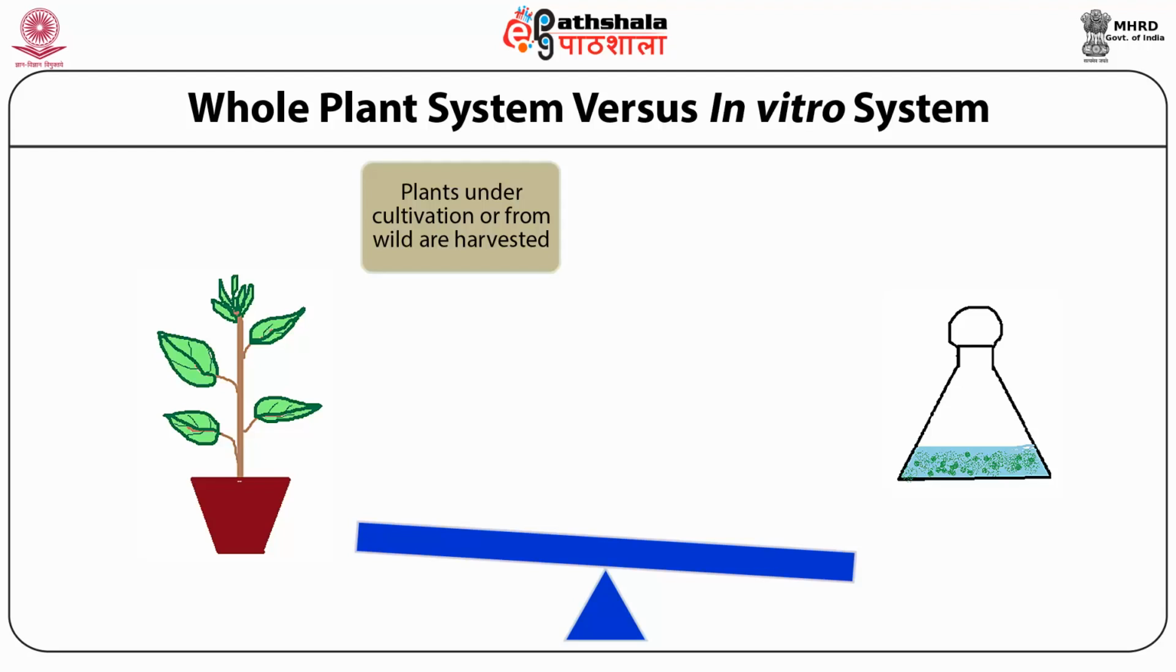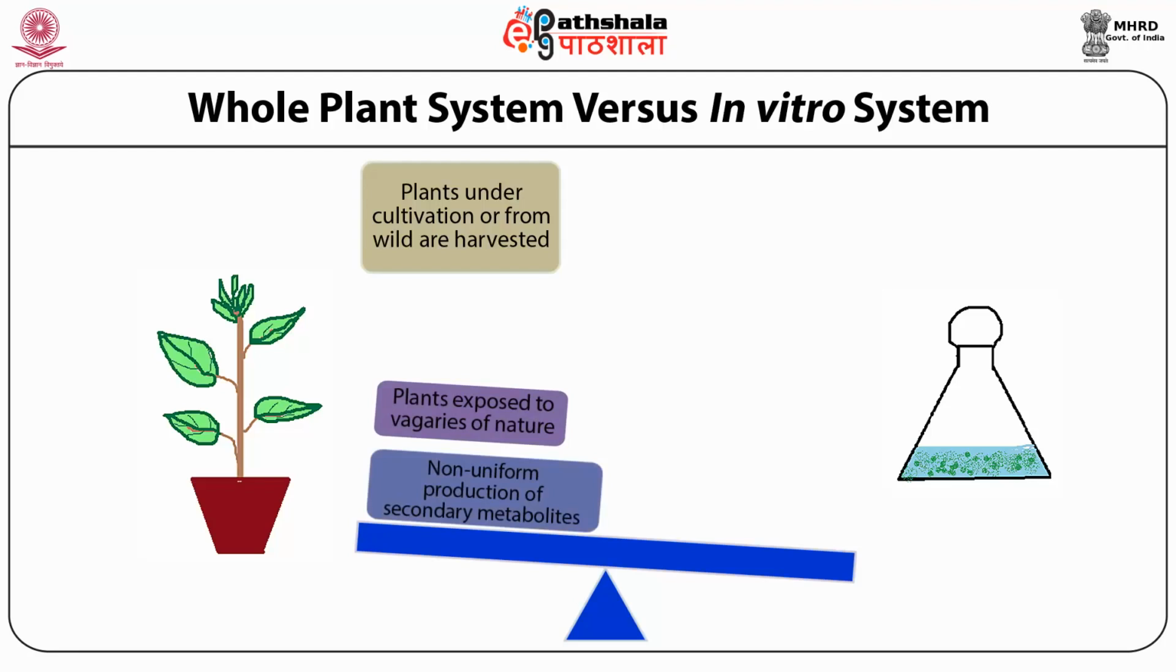And if we are harvesting the plants from the wild, the perpetual harvesting of plants from the wild would lead to their extinction. In addition, if the plants are growing in the field, or we are harvesting them from the wild, they would be exposed to the vagaries of the nature, and as a result, the yields would vary. So in order to have consistent yields, it would not be a good option.